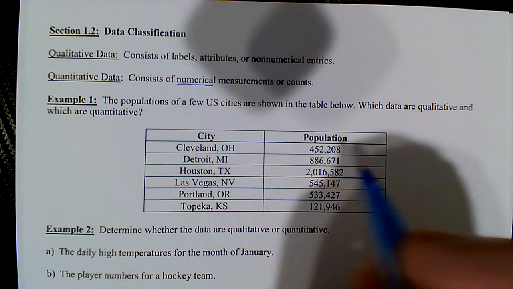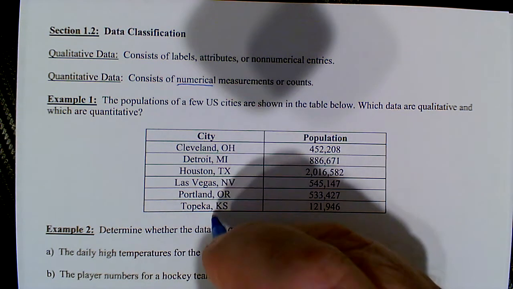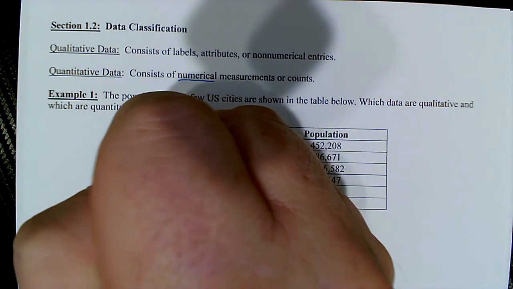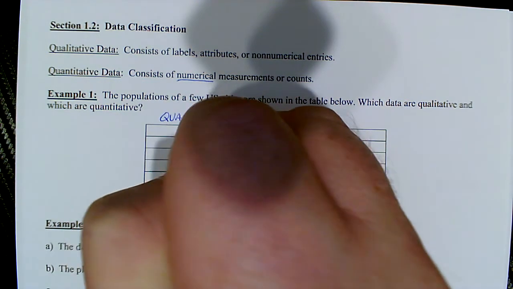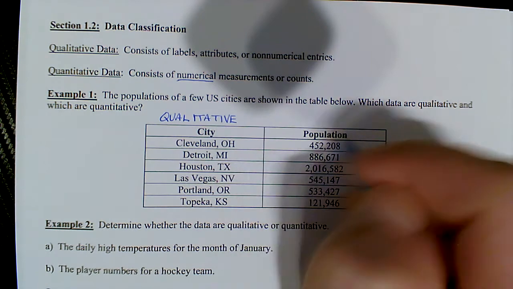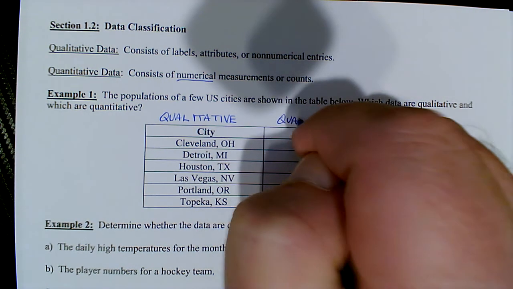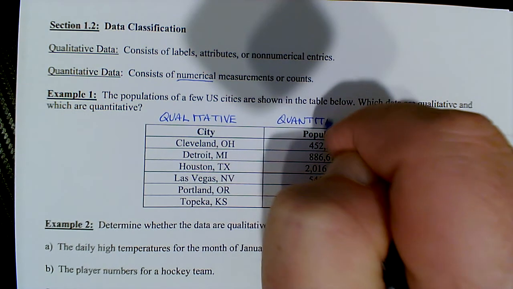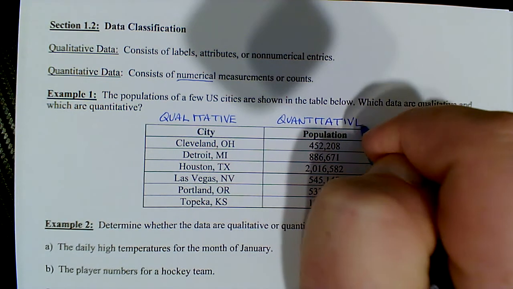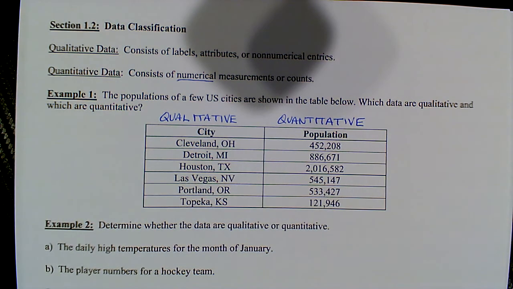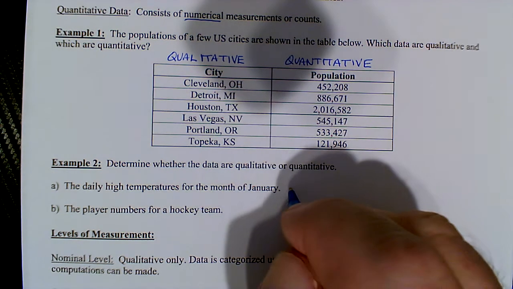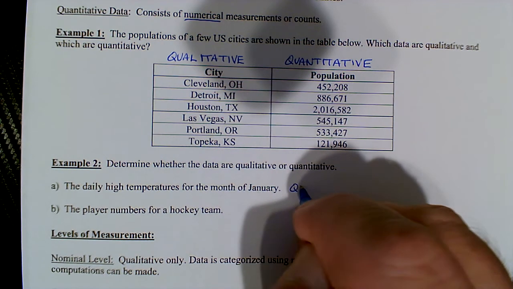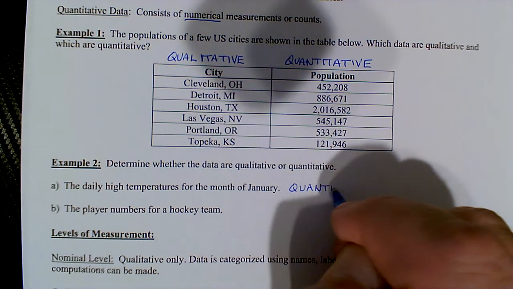But we have to be a little bit careful, as we'll see through the examples we have. The first one's pretty easy. The cities would be qualitative because they're just names, basically. And their populations are quantitative because they're counts or measurements. But then here's where we have to be careful. The daily high temperatures. Okay, that's definitely numerical, and that's a measurement. So quantitative.